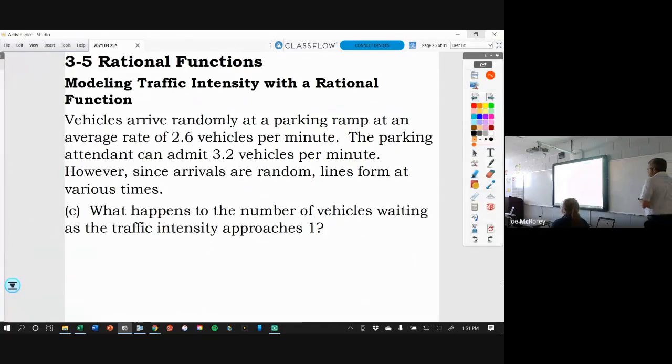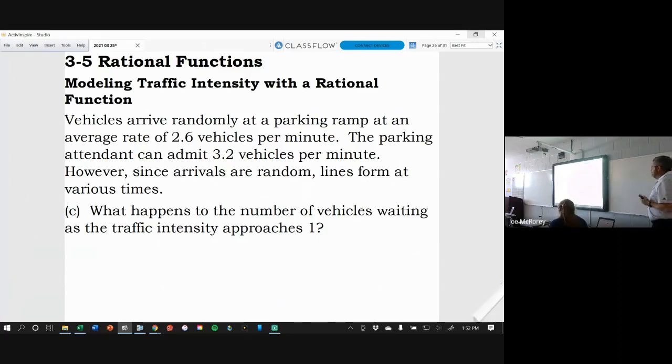We've already done C. What happens to the number of vehicles waiting as the traffic intensity approaches 1? Yeah, the number of vehicles in line is going to increase, which makes sense, yes. We're done. Okay, here's where we are.